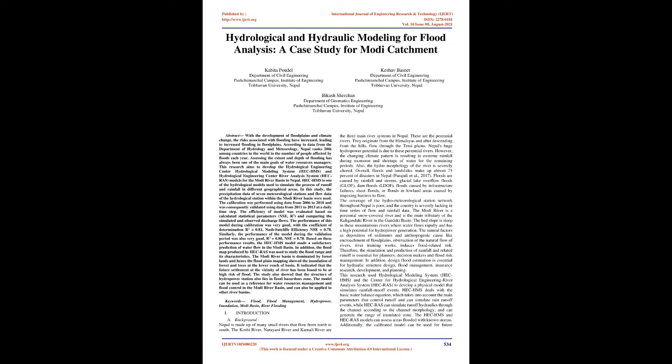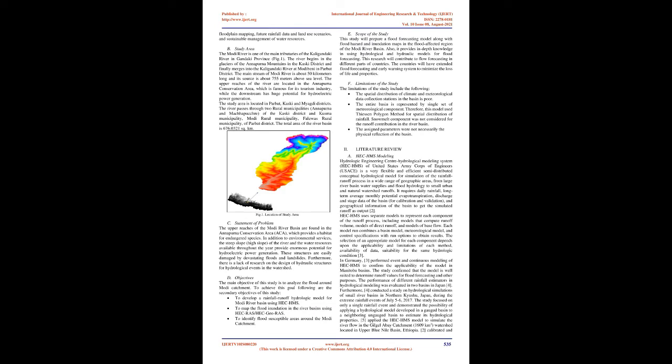However, the changing climate pattern is resulting in extreme rainfall during monsoon and shortage of water for the remaining periods. Also, the hydromorphology of the river is severely altered. Overall, floods and landslides make up almost 75% of disasters in Nepal, Parajuli et al., 2017. Floods are caused by rainfall and storms, glacial lake outburst floods, GLOF, dam outburst floods, LDOF, floods caused by infrastructure failures, sheet floods, or floods in lowland areas caused by imposing barriers to flow.